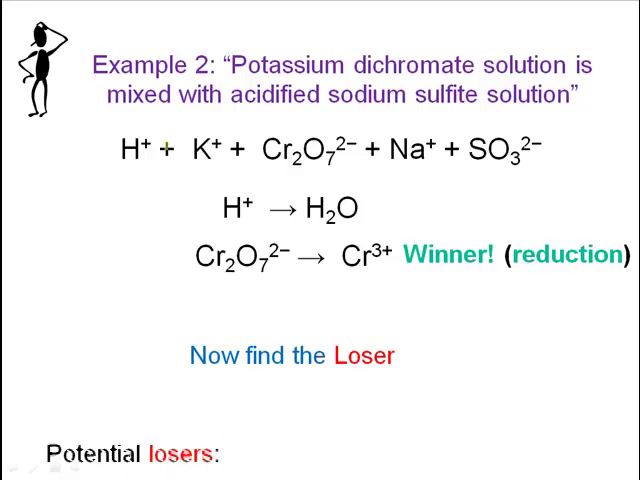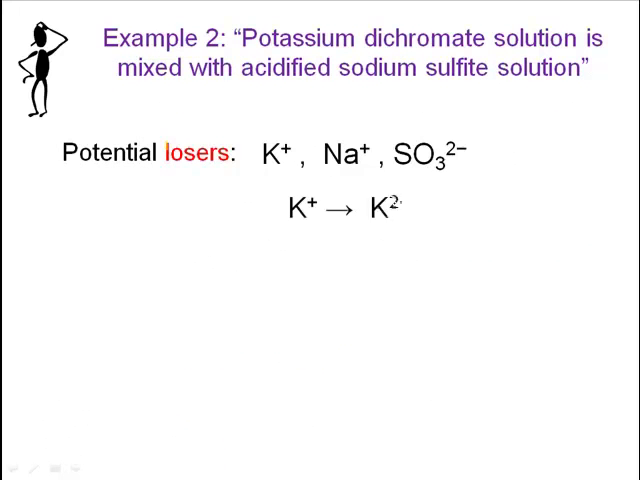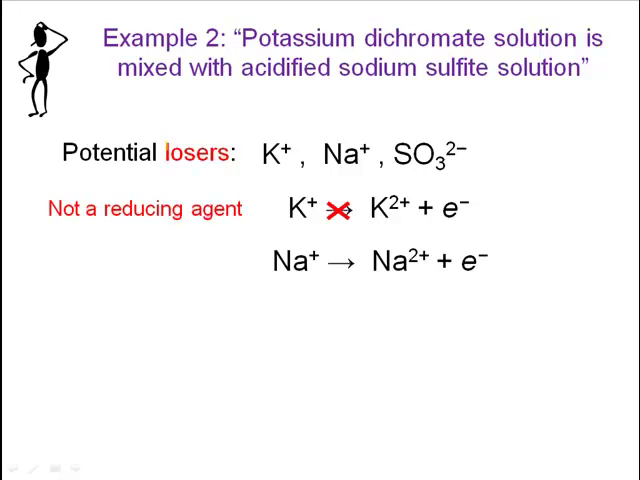So, finding the loser, we got our potential losers, K, Na, or SO3. Okay, this is oxidation, so losing electrons, that's K. That doesn't happen. Na, does that happen? Nope, that doesn't happen either. Na plus does not tend to lose any more electrons, so obviously it's got to be H2O, no. SO3 2 minus. So let's check that out.